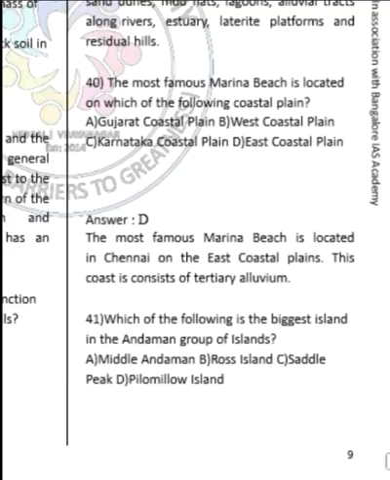Question number 40. It is asking the most famous Marina Beach is located on which of the following coastal plain? So as you all know, Marina Beach is located in Chennai, which is part of Eastern Coastal Plain. Correct answer is option D. Question number 41, it is asking which of the following is the biggest island of the Andaman group? Answer is option A, Middle Andaman.